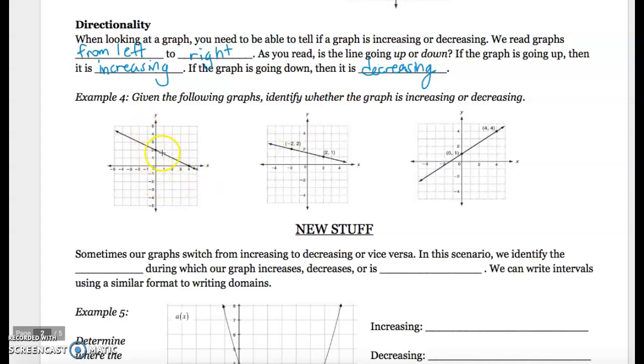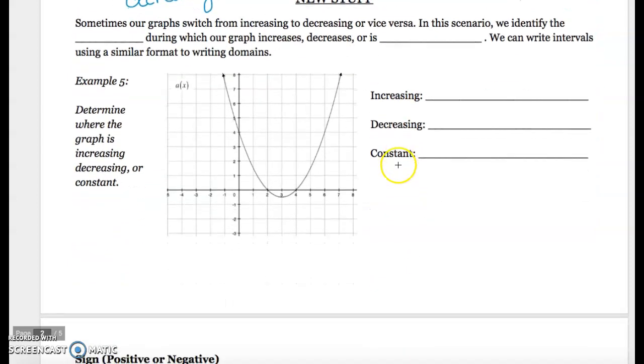Okay, so let's look at this one. I read from left to right, and I can just kind of follow with your finger or your pencil or your mouse. This graph, as I'm going from left to right, is going down, so we would say decreasing. This one, my graph is going down, so I would say decreasing. And then this one, as I go from left to right, my graph is going up, so I would say increasing. All right, none of that should have felt brand new to you. This next stuff might though, and that's okay. This is the new stuff section, so here we go.